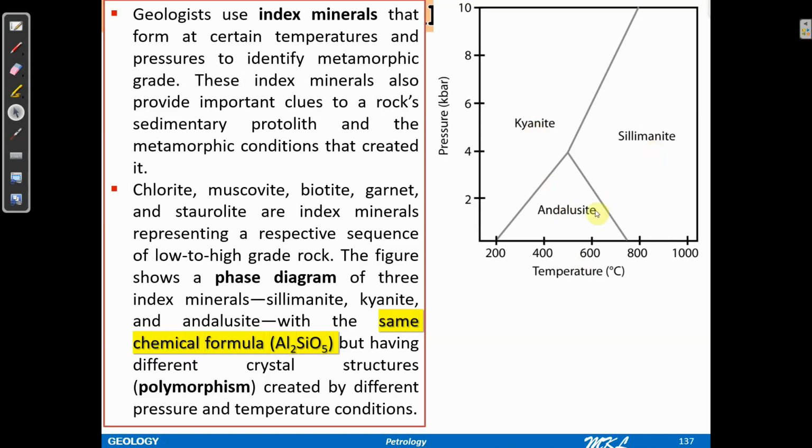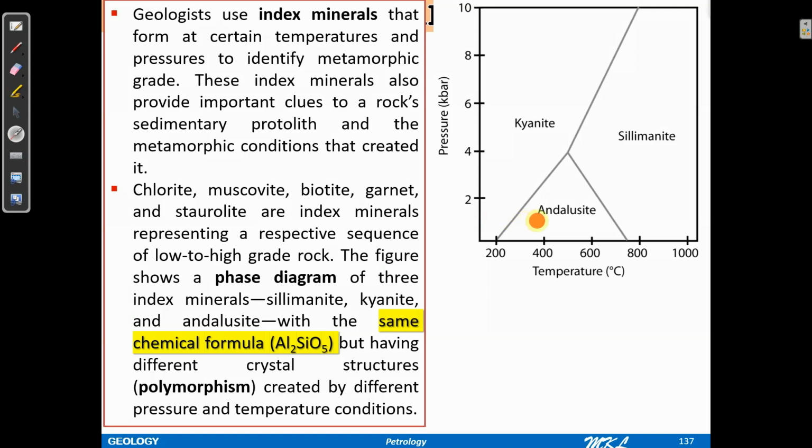It has the same chemical formula, but in a different pressure zone it will have a different formation, a different arrangement of the grains, a different texture you will be seeing. Okay, so at low temperature and low pressure, at this point, follow me carefully. Here I have kyanite at low temperature, low pressure. Now I am keeping the pressure fixed and I am increasing the temperature.